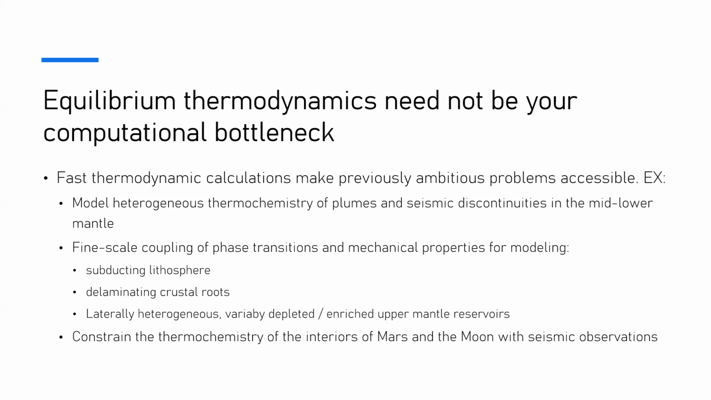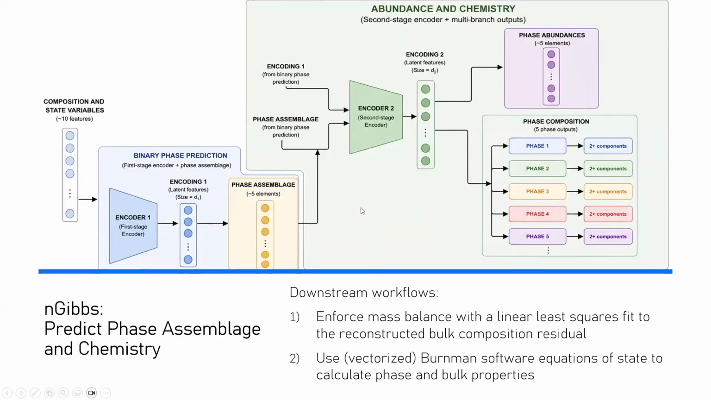So you can more intimately integrate them into geodynamic simulations for things that are more complex than we've been able to do previously. You can model compositional heterogeneity in general for things like plumes or seismic discontinuities, or simulations of subducting lithosphere that's compositionally heterogeneous, for instance, delaminating crustal roots of complex lithologies, or mantle reservoirs that are also compositionally heterogeneous.